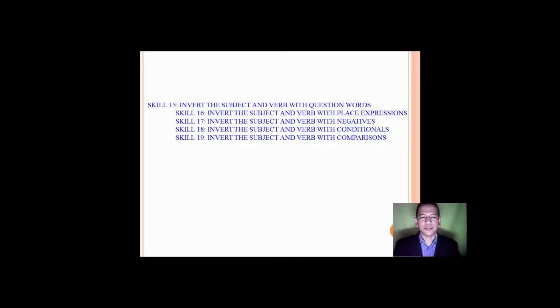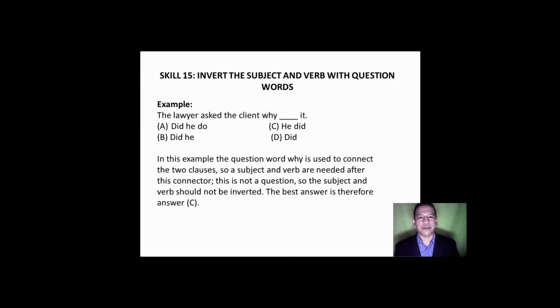Okay, so take a look at the example. Skill 15 is the subject and verb with question words. The lawyer asks the client why blah blah blah it. There are 4 options given. A, did he do? B, did he? C, he did, or did.